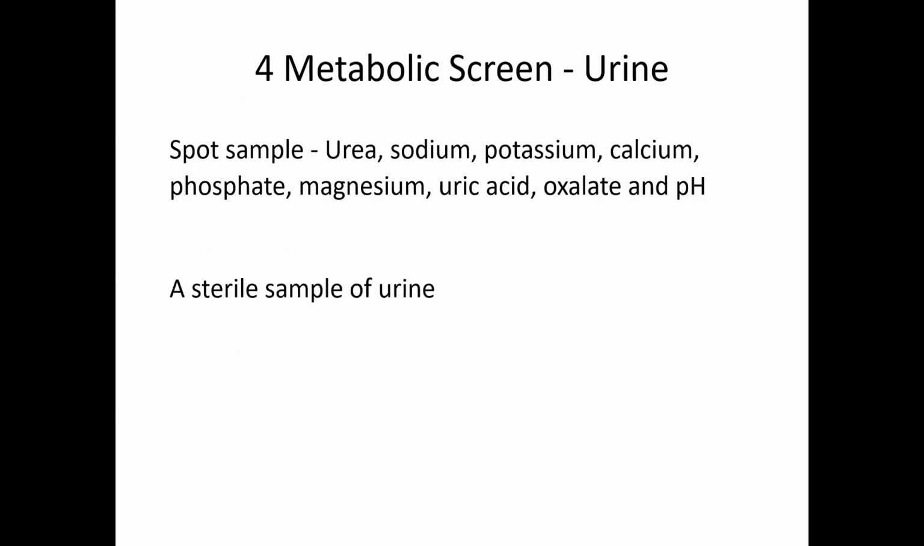Metabolic screening, urine. We do spot urine and 24-hour urine screening. In spot urine, we do urea, sodium, potassium, calcium, phosphate, magnesium, uric acid, oxalate, and pH. Like I said earlier, we ask the patient to come fasting, and there's a special SOP for the spot urine sample because pH should be done within 30 minutes. So we ask to send the sample within 10 minutes.